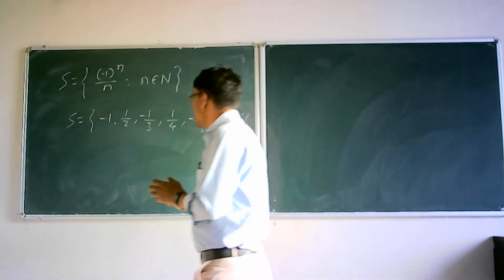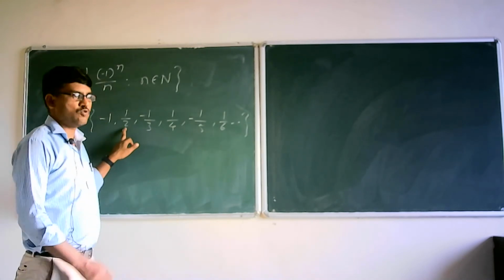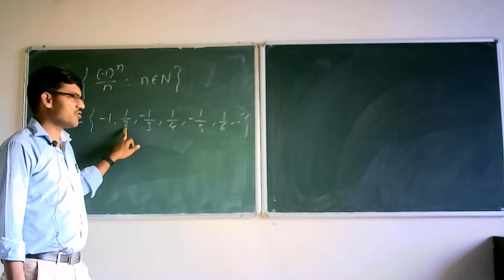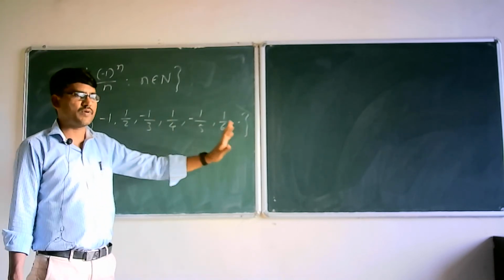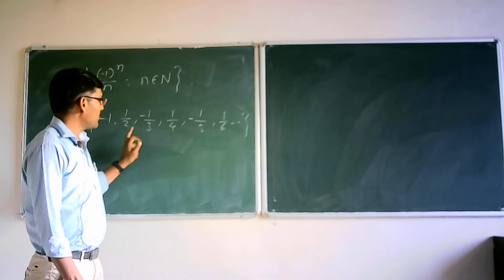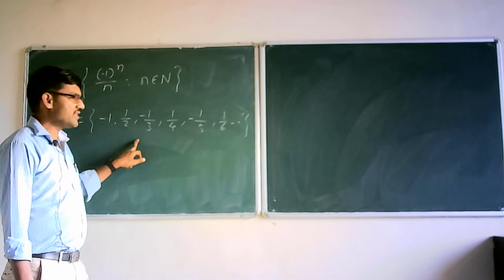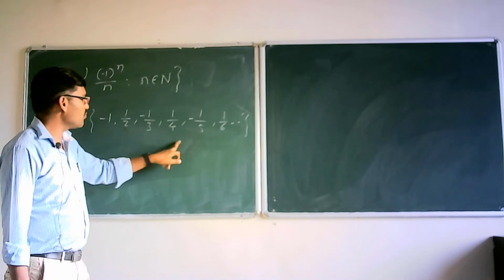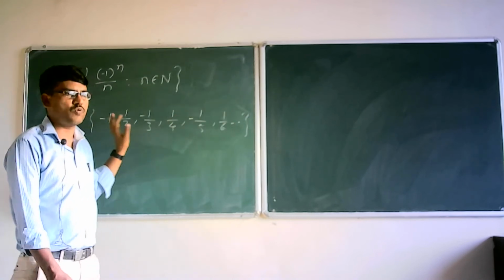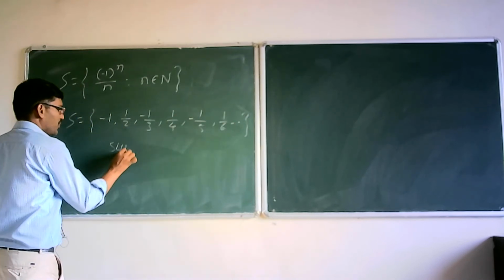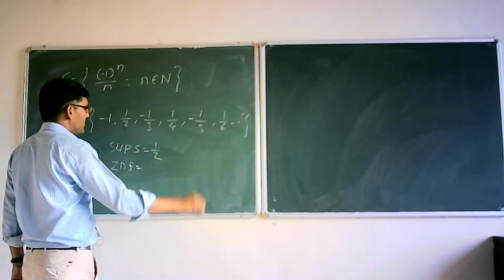So what will be the upper bound of this set? If you observe, all these numbers are less than or equal to 1 by 2, because the positive numbers are 1 by 2, 1 by 4, 1 by 6, and these form a decreasing sequence. That is, 1 by 4 is less than 1 by 2, 1 by 6 is less than or equal to 1 by 4. Also minus 1 is less than 1 by 2, minus 1 by 3 is less than 1 by 2, minus 1 by 4 is less than 1 by 2. So all these numbers are less than or equal to 1 by 2. So what is the supremum? Supremum of this set is 1 by 2.